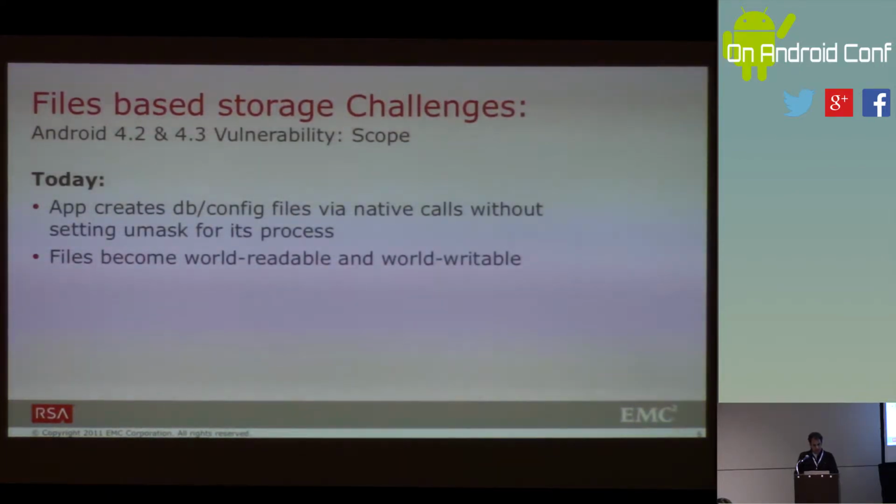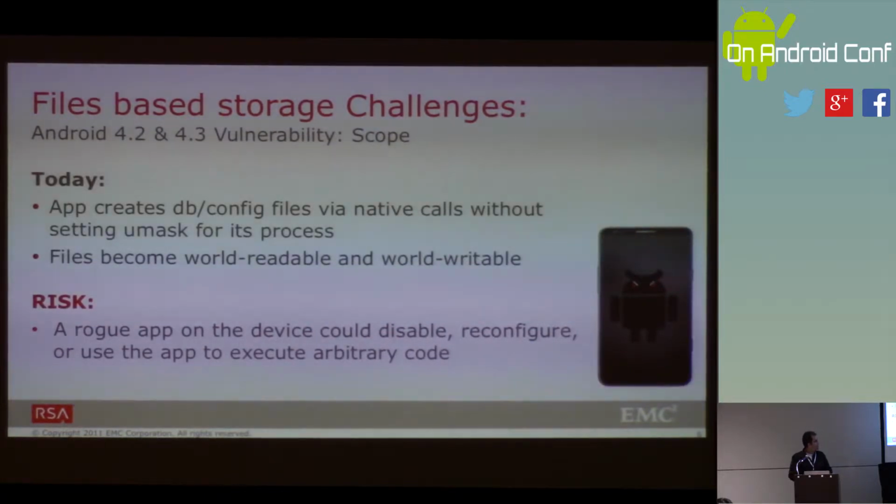The other challenges that we've seen in terms of file-based storage are where they're using, for example, a file and encrypting content and storing all that content on the file. So the app creates a file and then makes a mistake and doesn't set the UMask for its process. As a result of that, the file becomes world readable, world writable. And what that means is any rogue application can now control the device, reconfigure it, impersonate, and use that app to actually execute arbitrary code. So essentially, setting the UMask for the process is essential, otherwise it becomes readily available to any application. It becomes very easy to hack that.